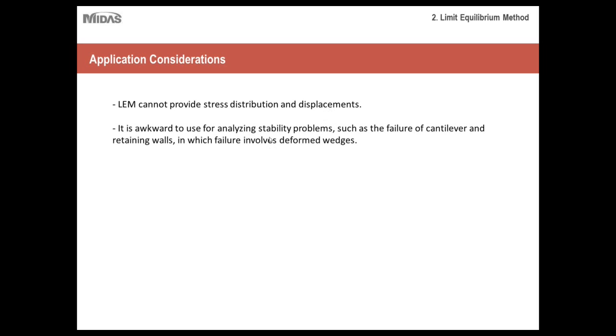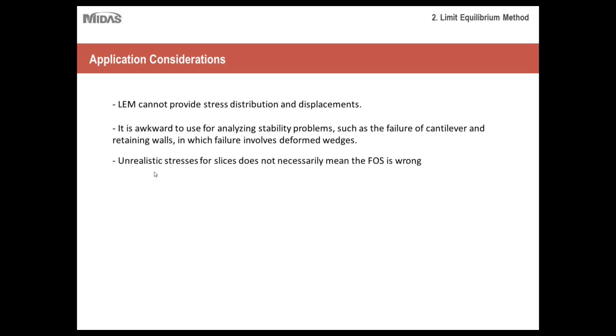It is awkward to use for analyzing stability problems, such as the failure of cantilever and retaining walls, in which failure involves deformed wedges. So once again, if you have any type of retaining walls or support structures, it's very difficult to analyze the effect of those support structures. That's something we'll talk about in greater detail with the strength reduction method of finite element analysis: structural supports in general are much more accurately analyzed with that type of method, as opposed to the limit equilibrium method, which is more specialized to just the factor of safety.